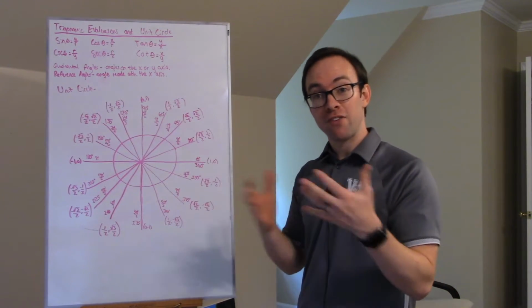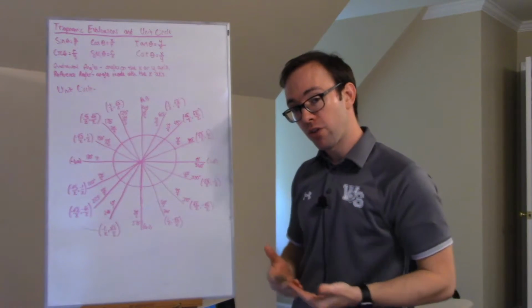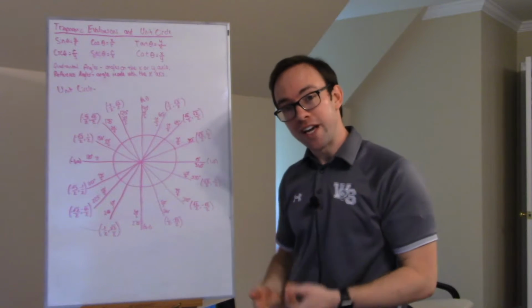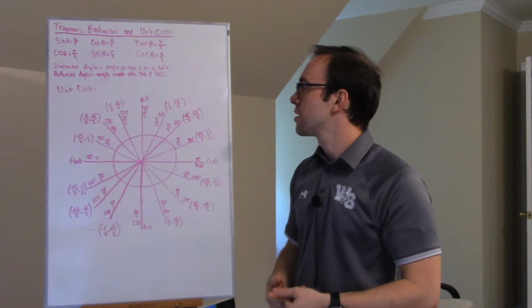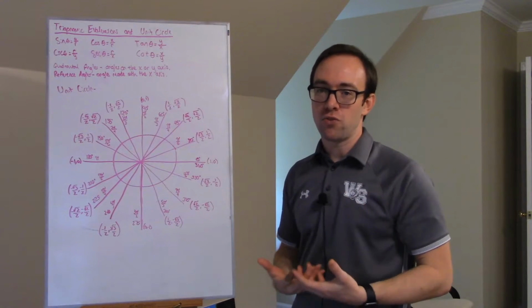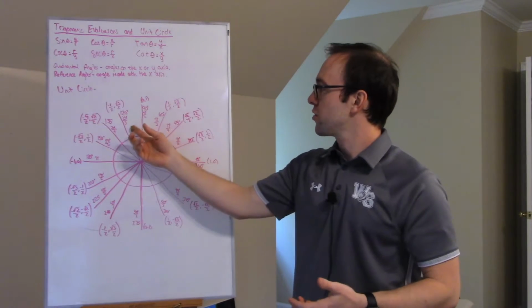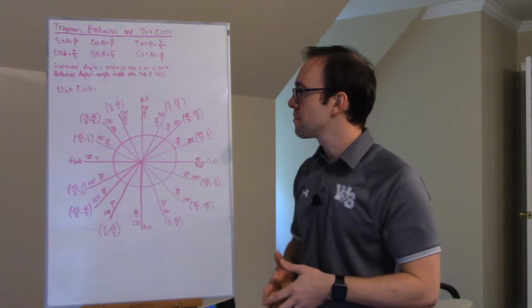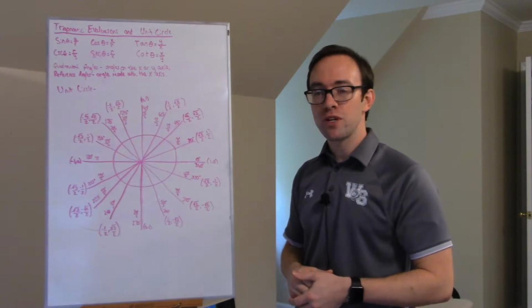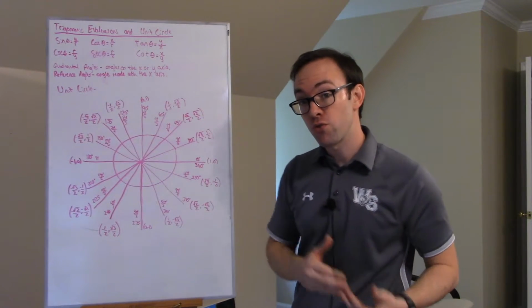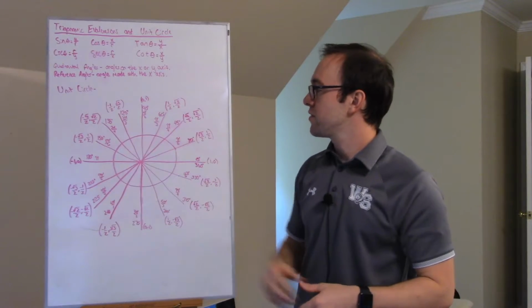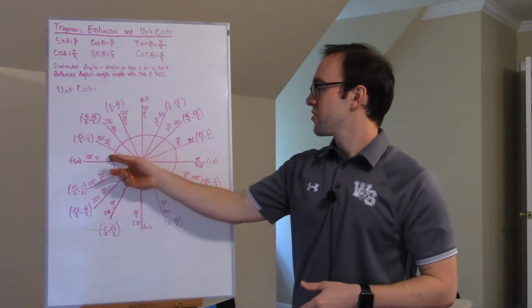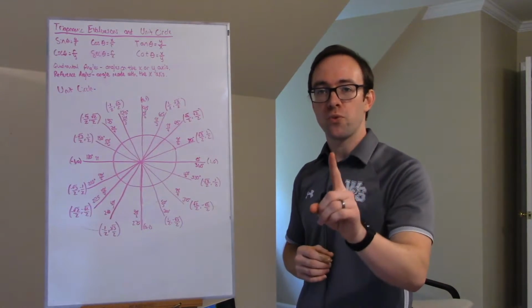45 is 45 over 180, so 1/4. So you put pi over 4. For 60, it's pi over 3. For 90, it's pi over 2. For 120 degrees, it converts to 2 pi over 3. For 135 degrees, it converts to 3 pi over 4. For 150 degrees, it converts to 5 pi over 6. For 180 degrees, it converts to pi.